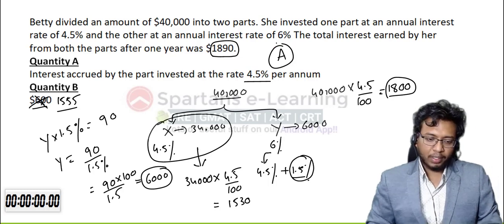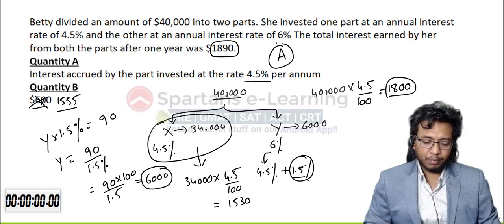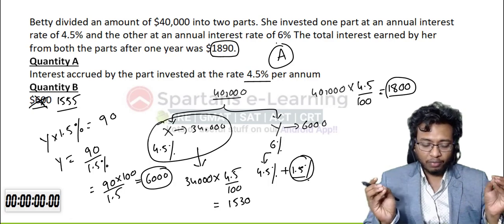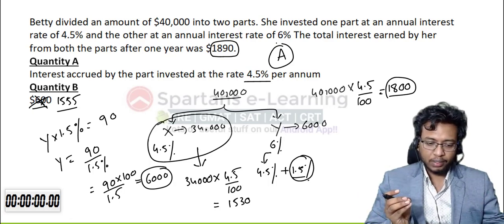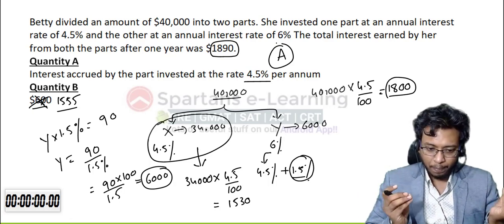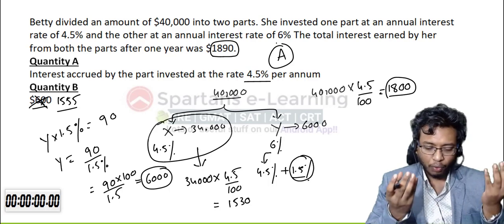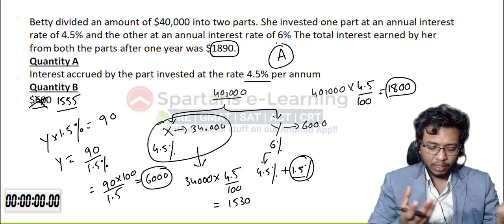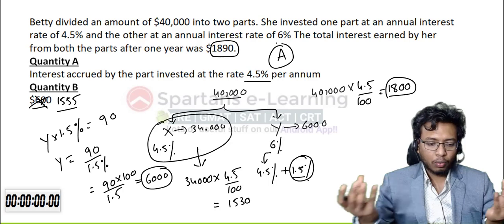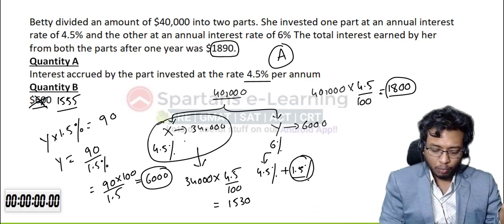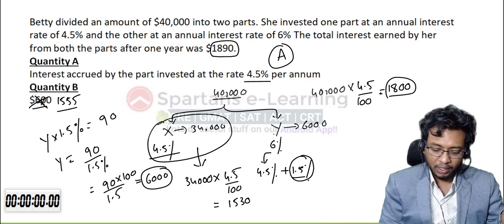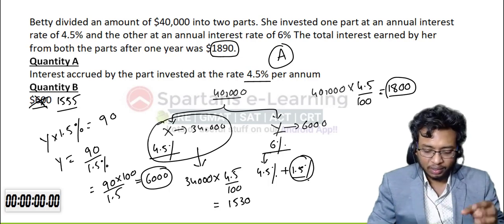You got this method? Everyone got this method? What I did is simple. I found what is the amount given to X. No, you didn't get, right? See, what I'm saying is 40,000 is there. I gave some X amount at 4.5 interest and another person I gave some amount at 6 interest.